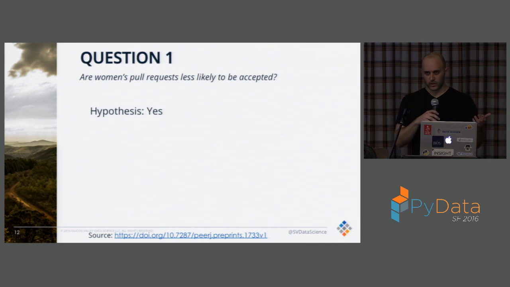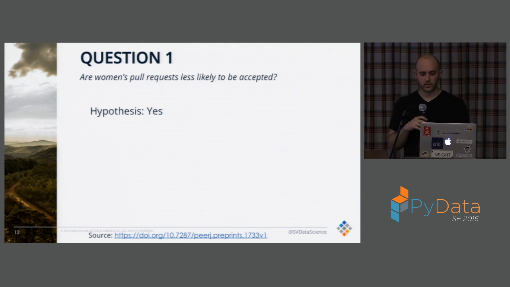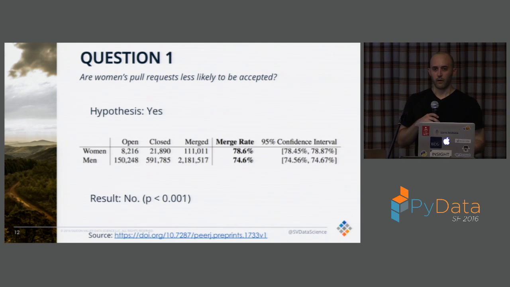So the first question that they addressed in the paper is, are women's pull requests less likely to be accepted? Their hypothesis is, yes, it's probably that they're less likely to be accepted. And when they did the statistical test on this, their results showed that actually no, to a very small p-value, it looks like women's pull requests are actually accepted significantly more than men's. And so they thought this was strange, so they had a second question, maybe.